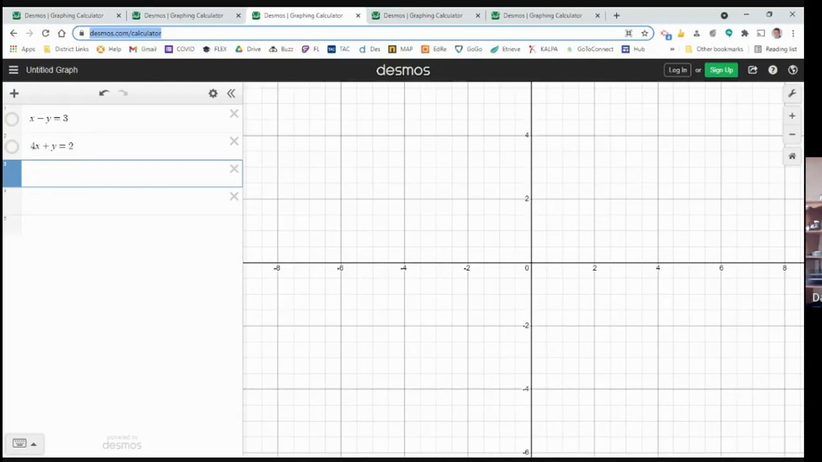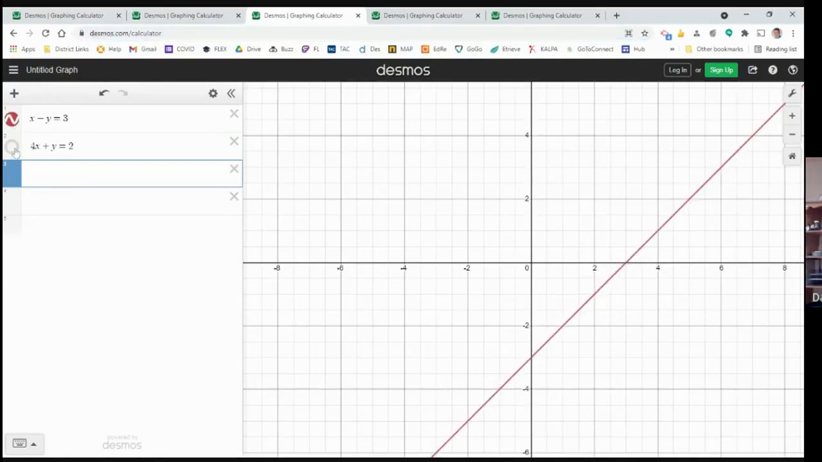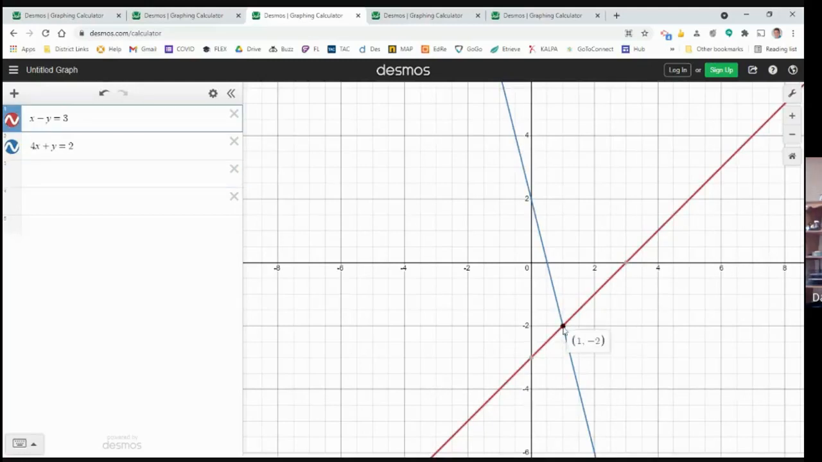But again, that's a lot of algebra when I can just graph them like this, boom, boom, and find out where they cross. That is the solution. That is the x and the y that will make both of those equations true. x equals 1, y equals -2. That's what we did last class.